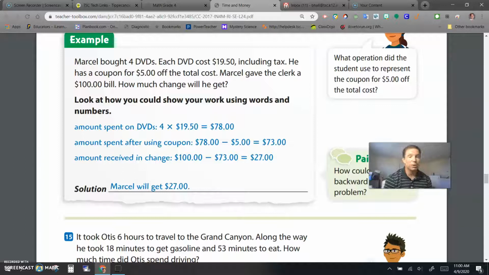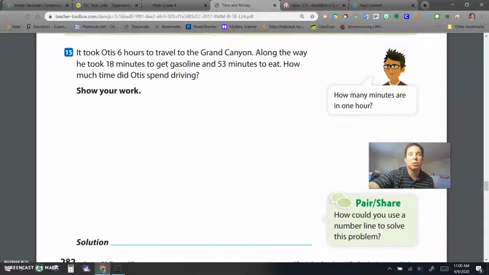Go ahead and do the next 3. Hit pause, do the next 3 problems, then unpause to see how you should work them out.